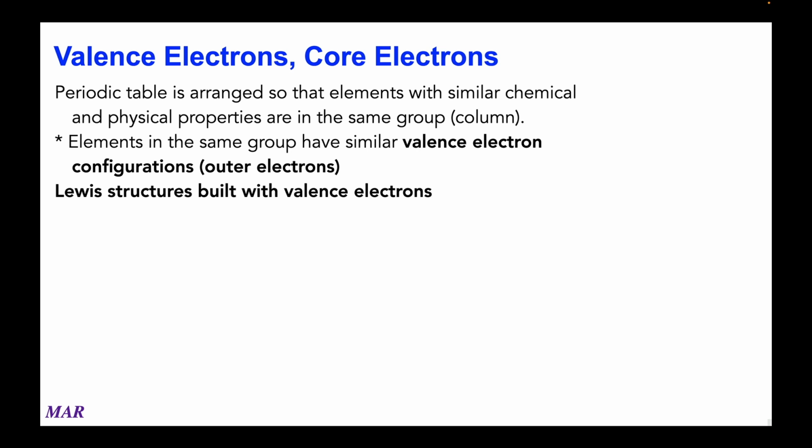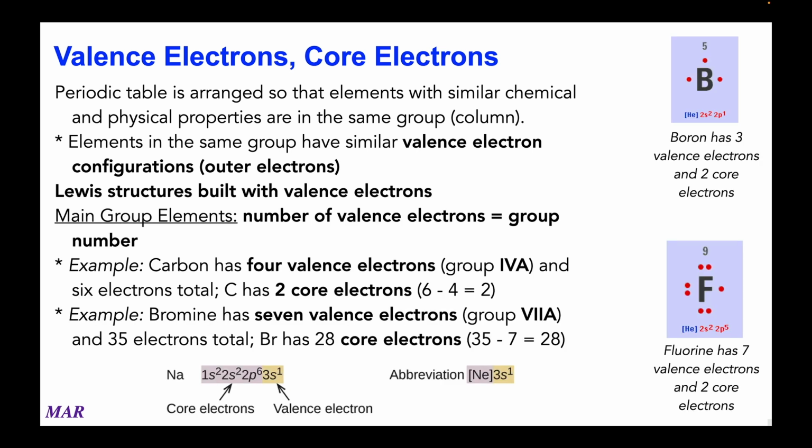For Lewis structures, we need to know how many valence electrons we have before we start building them. For main group elements, which is mostly what we're going to talk about in this section, and by the way, main group elements are the A groups mostly, so 1A and 2A on the far left, as well as 3A through 8A on the right-hand side, the number of valence electrons basically equals the group number. So let's look at some examples here.